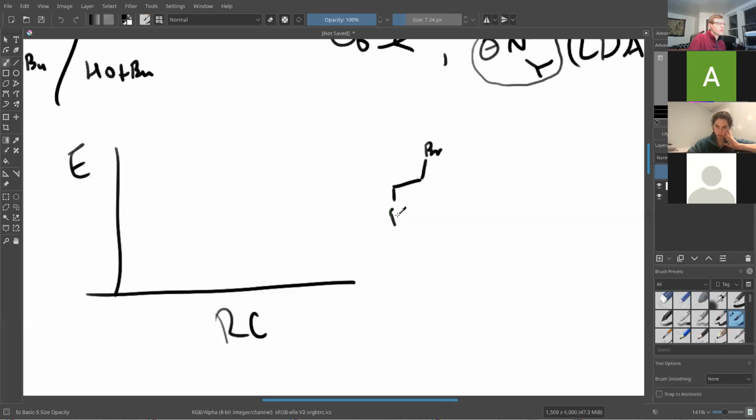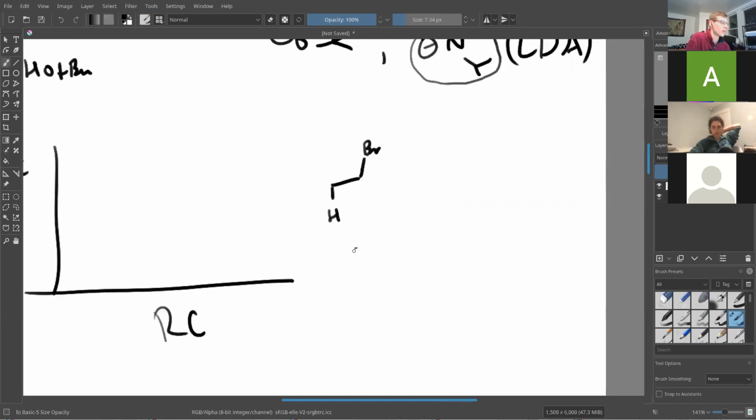So if we have bromoethane, and then we put it in sodium hydroxide, maybe let me write it this way. We start off with this, which is just normal and fine. And then we go to a transition state, which we don't focus on so much for E2 because it's not that interesting.